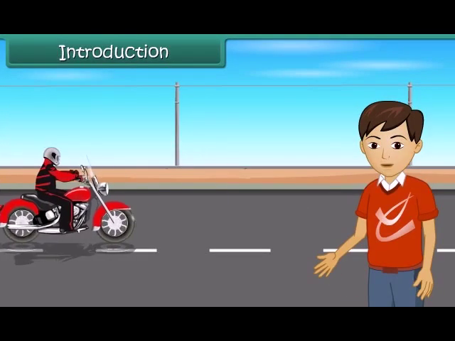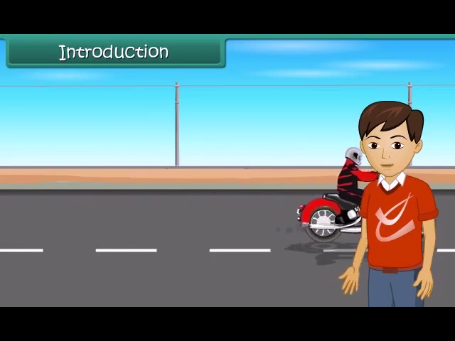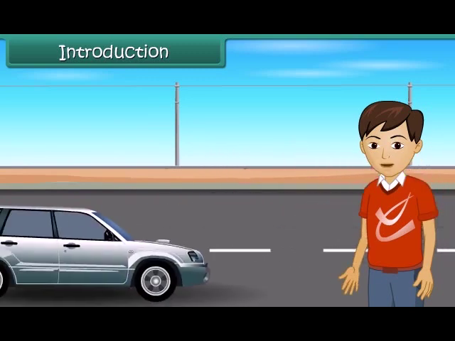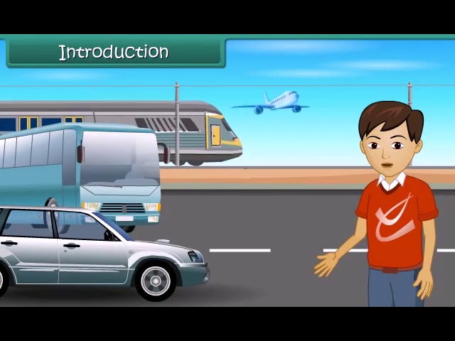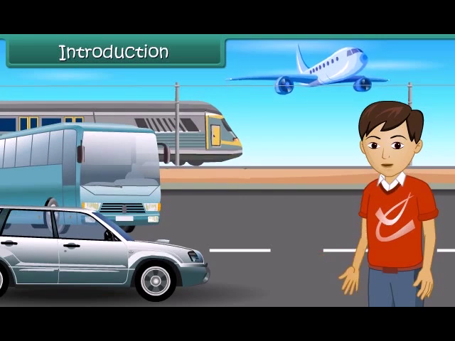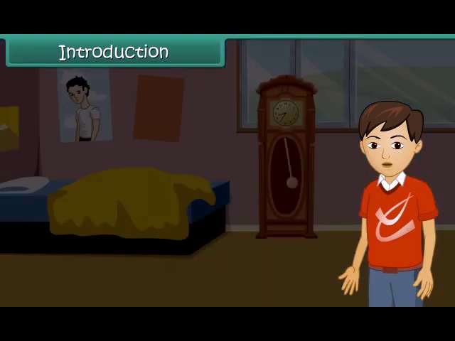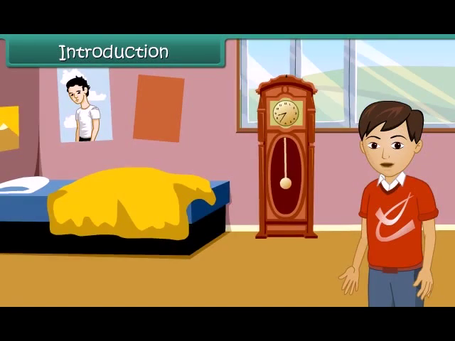When an object changes its position with time, it is said to be in motion. Cars, buses, trains, aeroplanes, etc. are the objects that first come to our mind when we talk about motion. However, yet another object has motion.